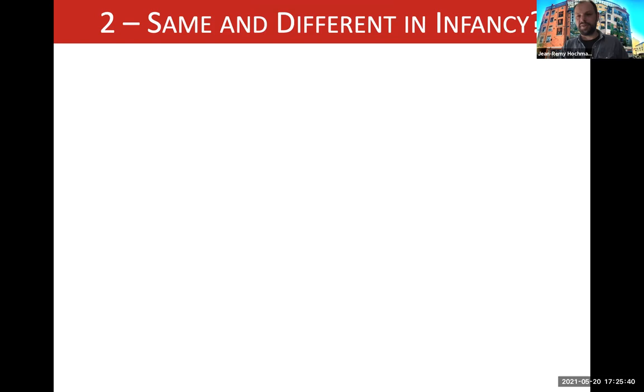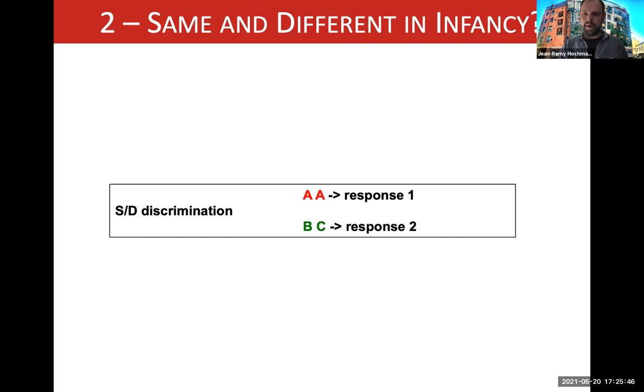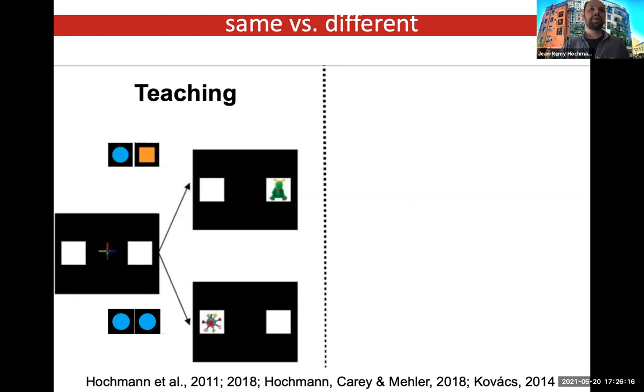For this, I will use a paradigm akin to the same-different discrimination task that's been used in the animal literature. In those tasks, you teach participants to respond one way for pairs of same stimuli and a different way for pairs of different stimuli. In this case, we are going to teach infants to look right or left: if they see a pair of same stimuli, to look one side, and if they see pairs of different stimuli, to look the other side. So this is how we are going to do this.